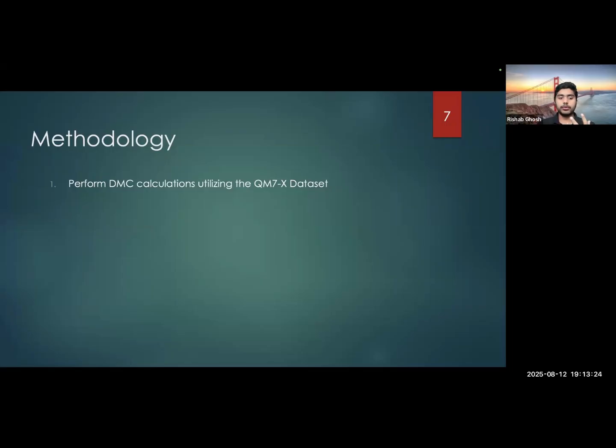To do that, we are first performing diffusion Monte Carlo calculations using a dataset known as QM7-X, which I'll get into on a later slide. And we're going to utilize a software known as QMCPACK for said calculations.